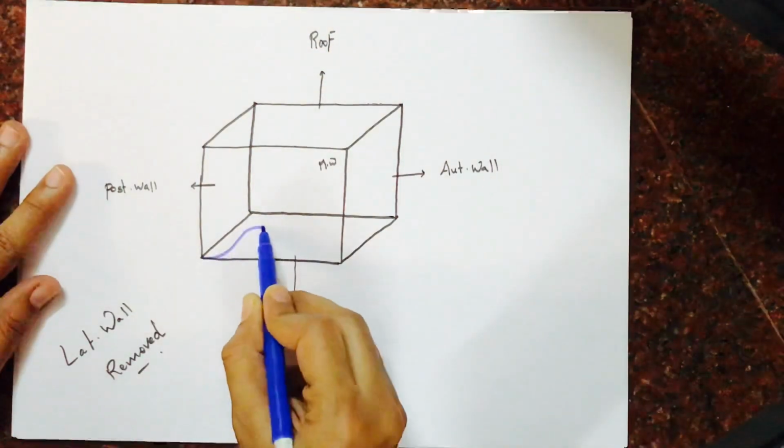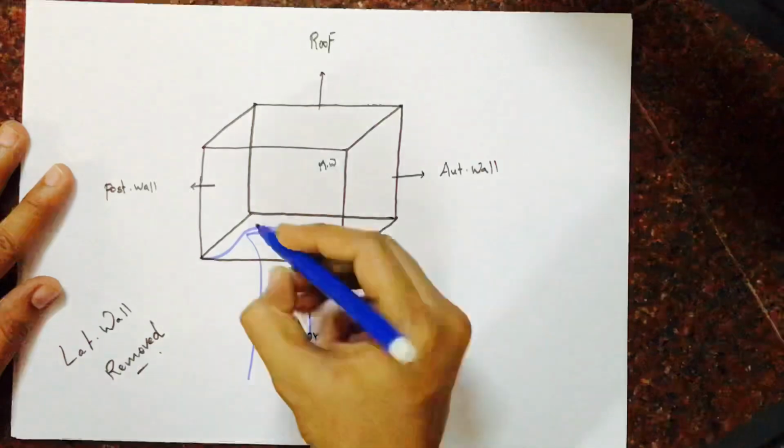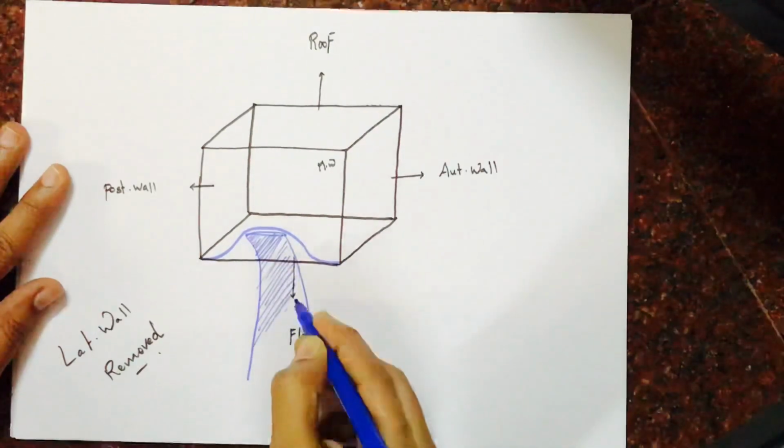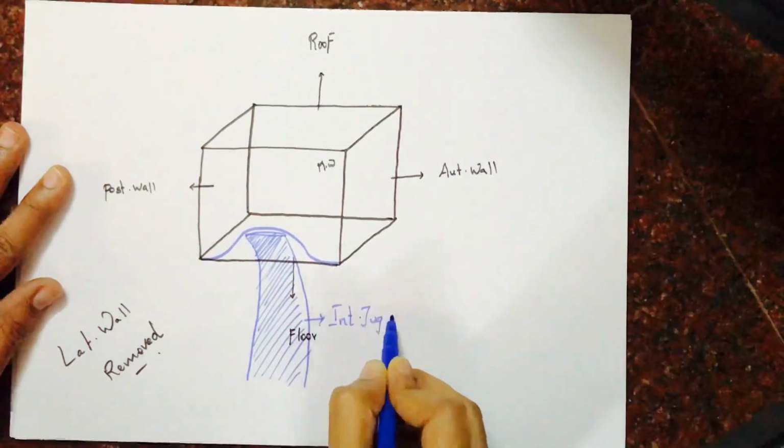Now moving on to the floor. The floor of the middle ear cavity is formed by a thin plate of bone which separates it from the superior bulb of the internal jugular vein.